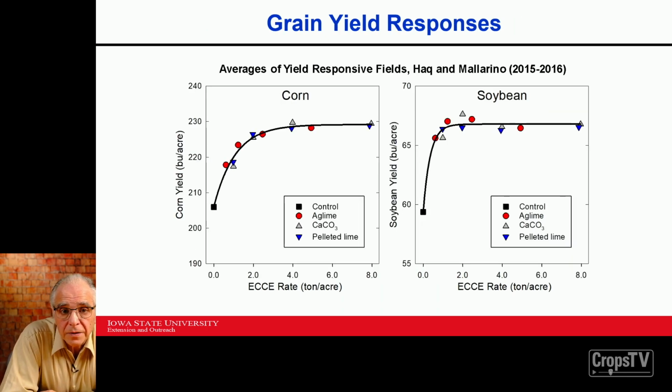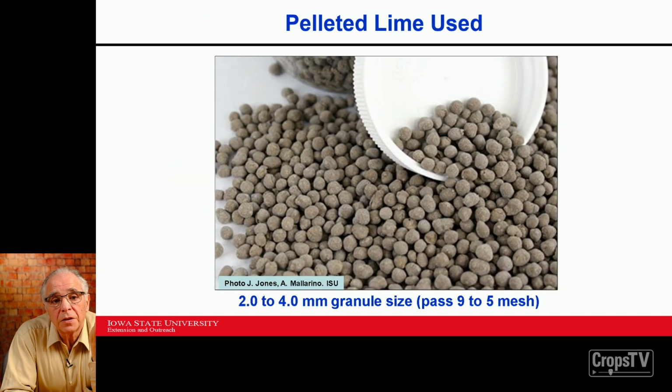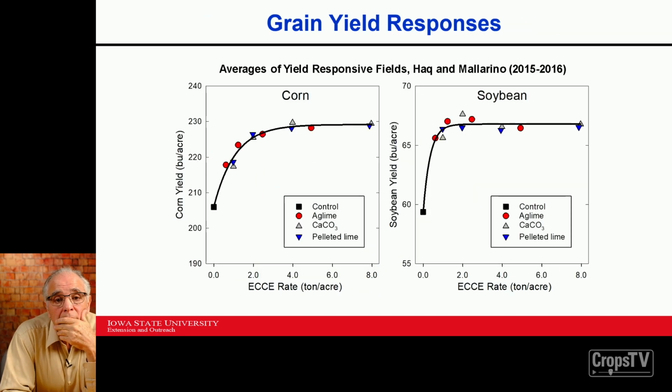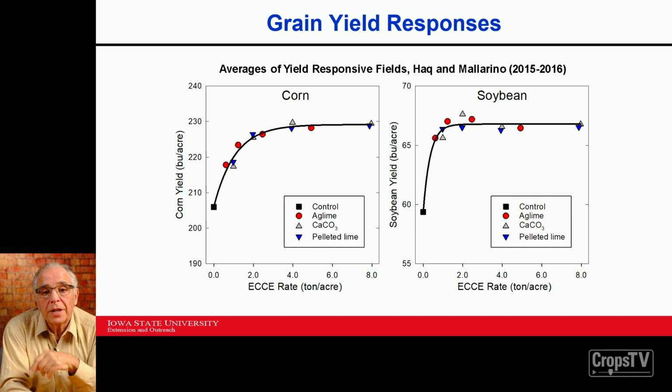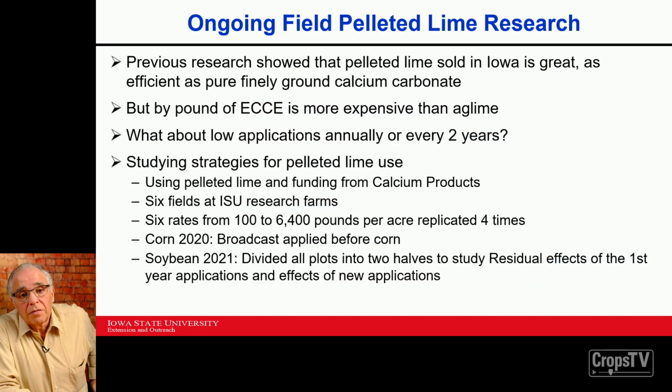And here we have the yields. On the left we have the corn yield, and on the right the soybean yield. See, again, the different symbols and colors show the different sources. There were absolutely no differences between the sources, okay? Now, the lowest rate was, again, 1 ton of ECCE, okay? So, yes, we have this issue, we have the difference in ECCE, but in terms of the yield, with these rates, that didn't make a difference.